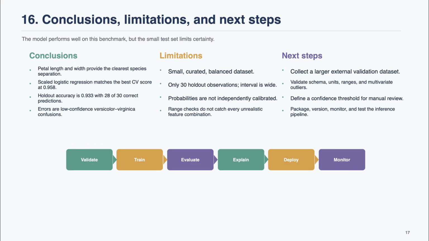However, there are limitations. The dataset is small, curated, and balanced. The test set has only 30 observations, so the accuracy estimate has uncertainty. As next steps, we could validate the model on a larger external dataset.